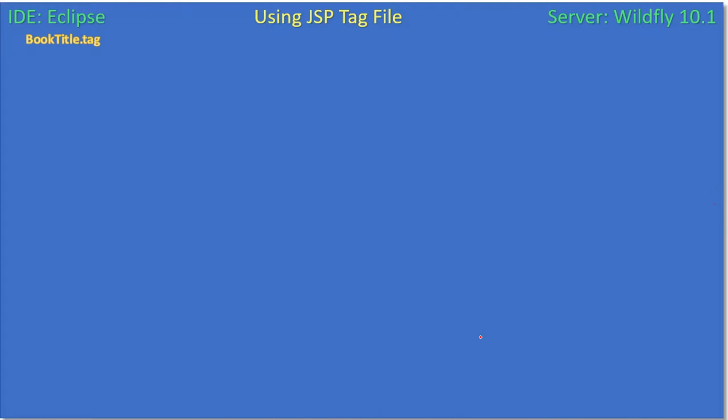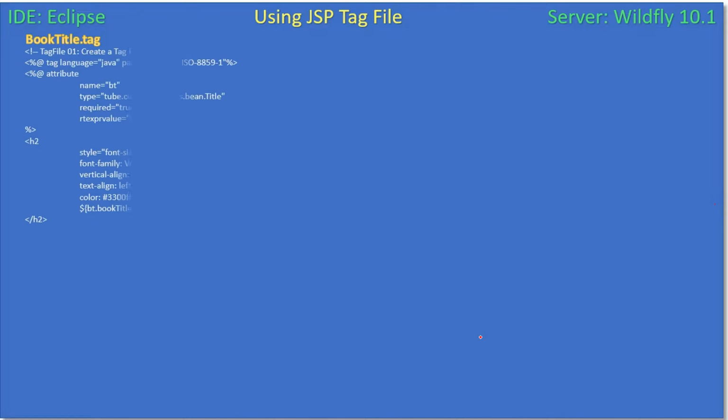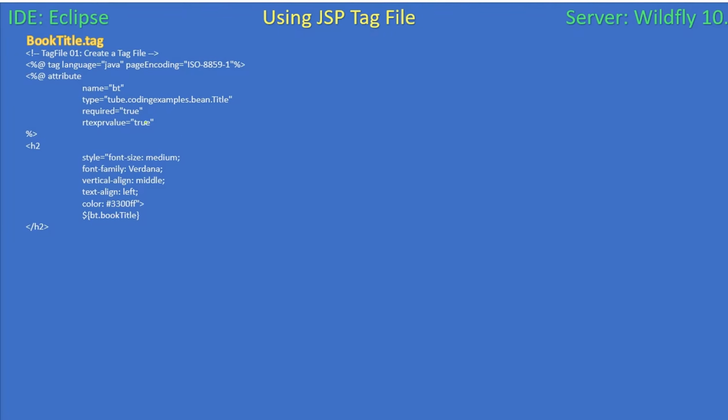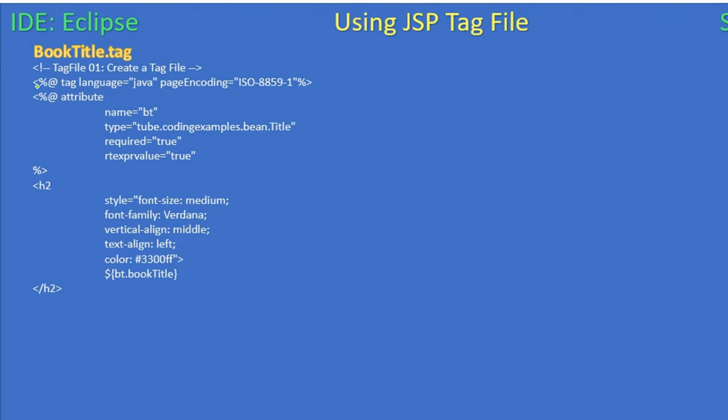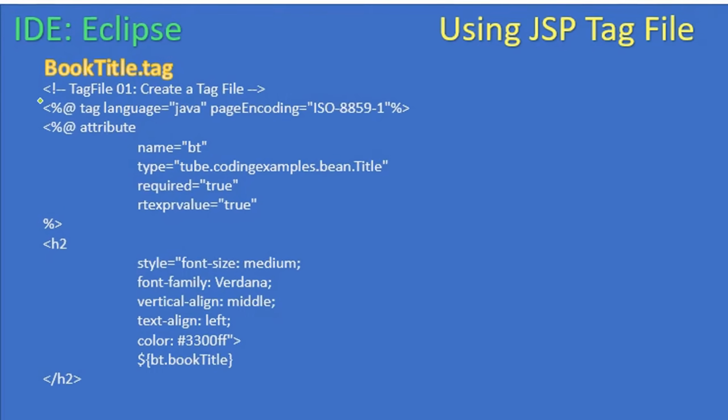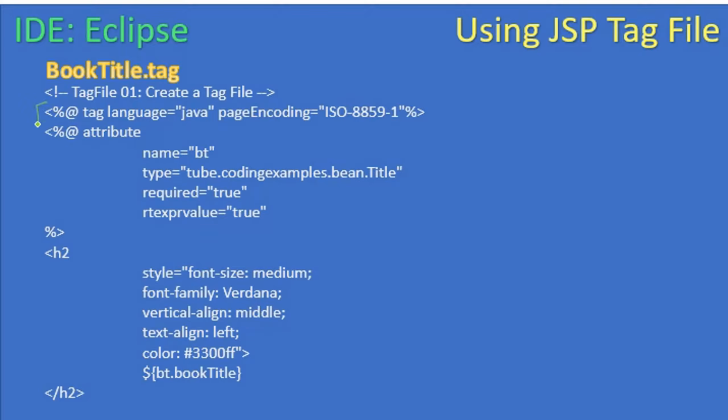So first what we will do, we will define a file called booktitle.tag. Our Eclipse Neon IDE itself provides a support to add the JSP tag file. So the extension will be provided and some initial skeleton will be provided for a startup. So for example, once we create the tag file, our IDE itself provides this first tag.